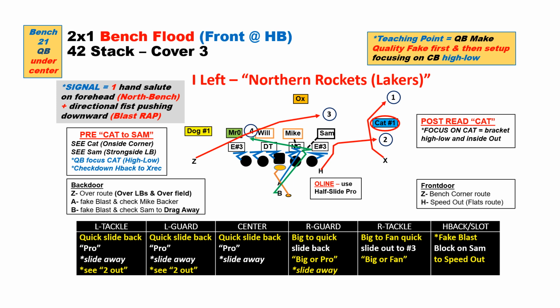My favorite is just to do what I call a bench flood. Real simple here. We're going to go ahead and fake blast right at the H-back. X is going to go ahead and run a bench corner route, and then the H is going to go ahead and attack the Sam as if he's blocking him, and then run a speed out 5 yards in the flat. We've got the Z with the over as a check down. Quarterback, reverse pivot with blast fake, setup, and we're looking high-low, focusing on the corner all the way.